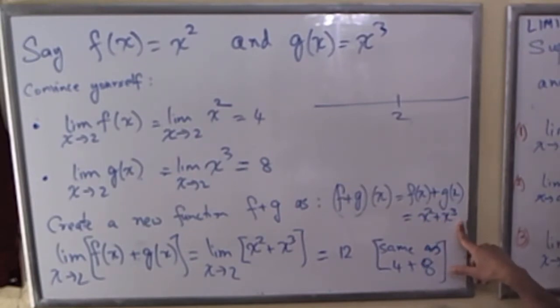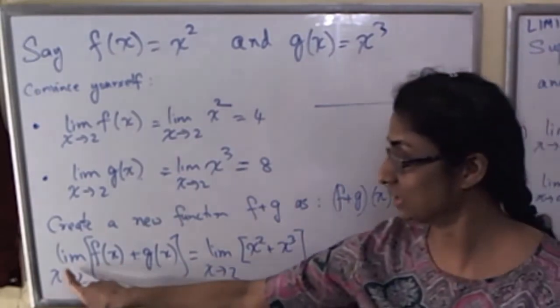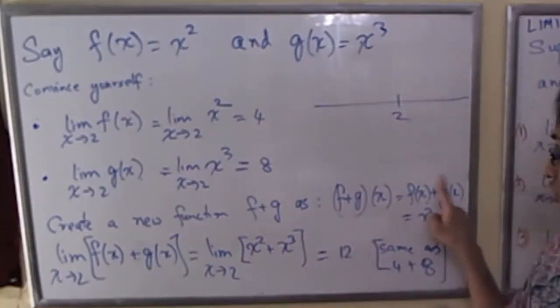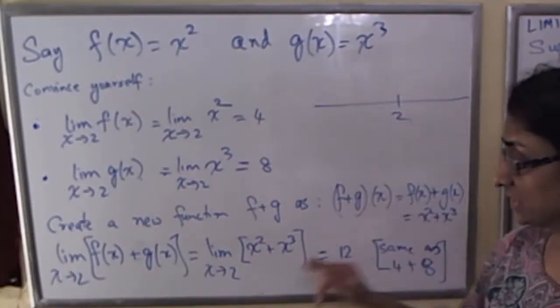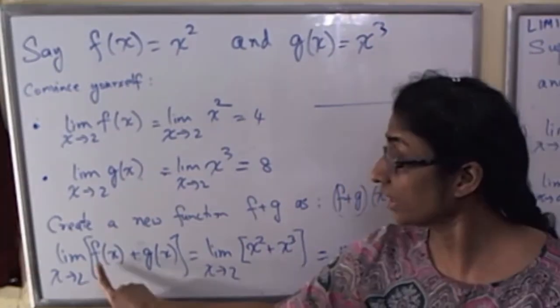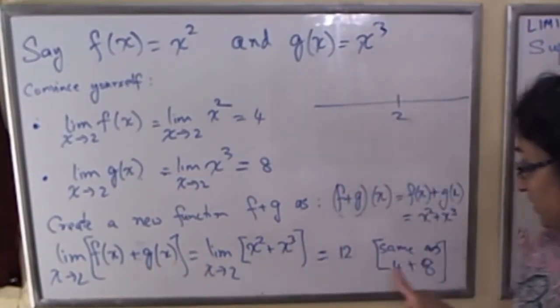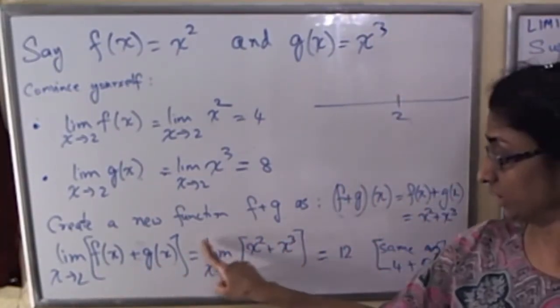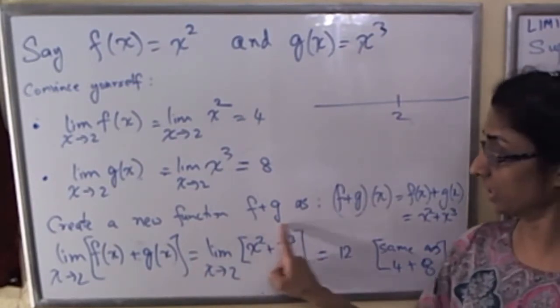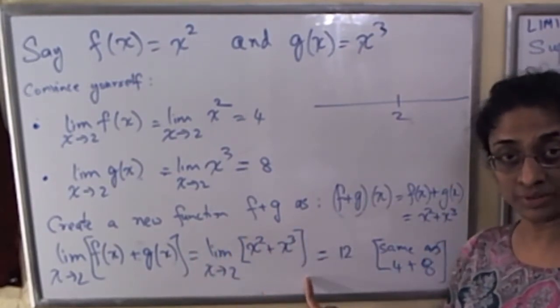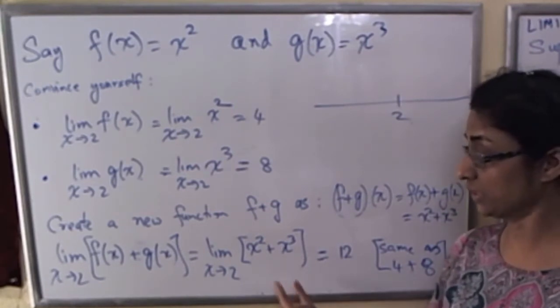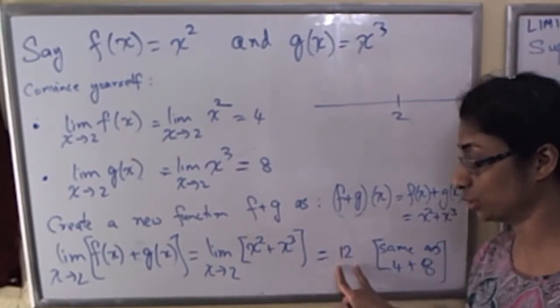Now say we are interested in finding this limit of f of x plus g of x, it's the same thing, as x approaches 2. f of x plus g of x is in fact x squared plus x cubed. So let's write it this way. We would like to compute this limit. So once again, convince yourself that this limit is exactly 12.